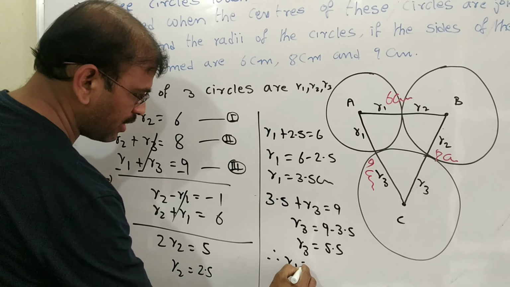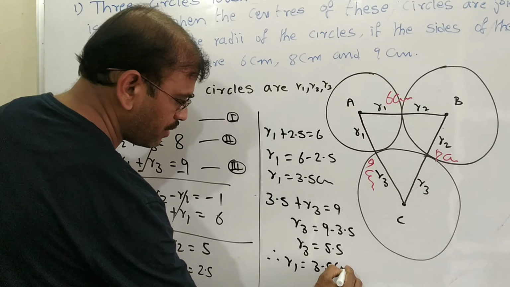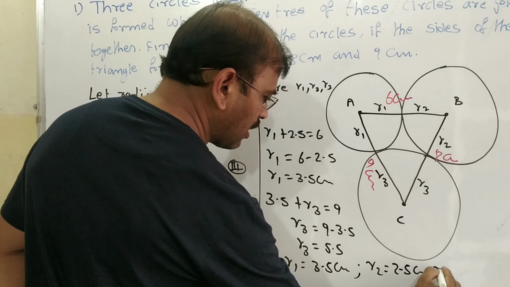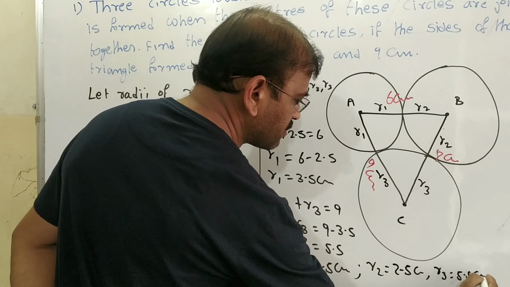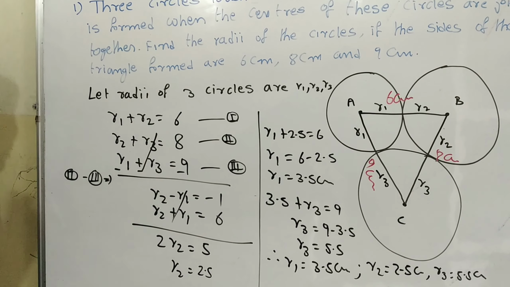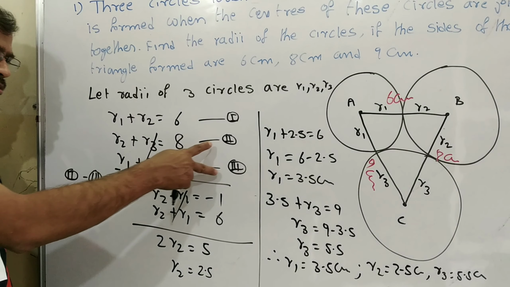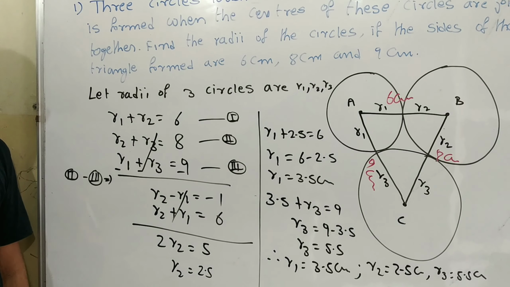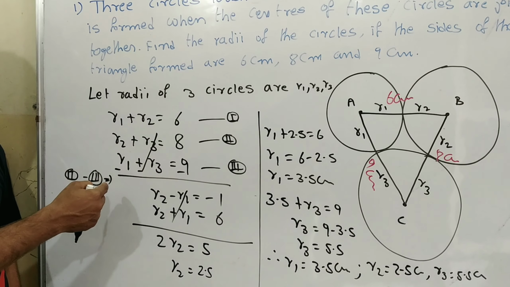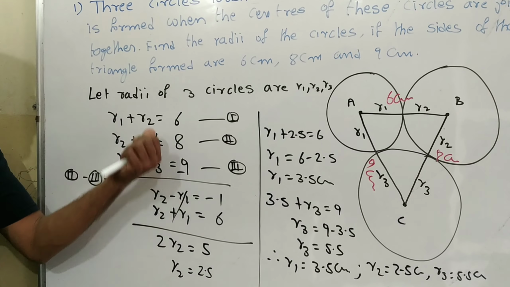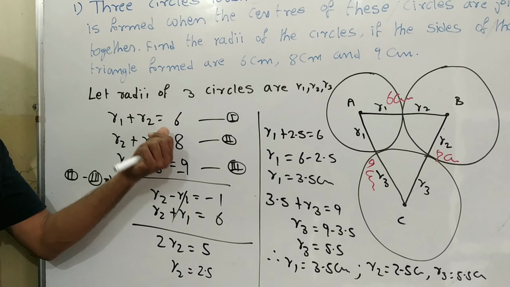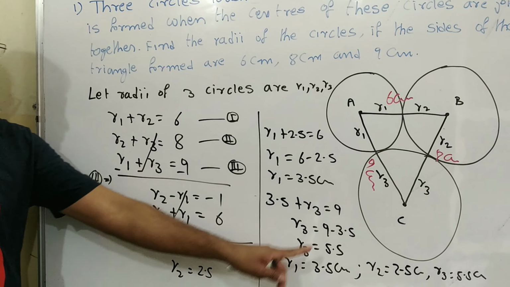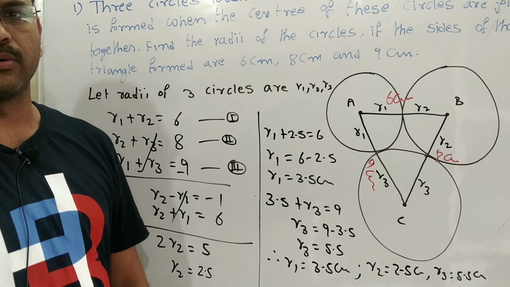Therefore, R1 equal to 3.5 centimeter, R2 equal to 2.5 centimeter, R3 equal to 5.5 centimeter. So now here what we have done: we got three equations. We solved two equations. When you solve these two equations, they formed another equation. This equation we solved with equation 1, then you got the R2 value. R2 value I substituted in equation 1, then I got the R1 value. R1 value I substituted in equation 3, I got the R3 value. I hope you understood. Thank you for watching.